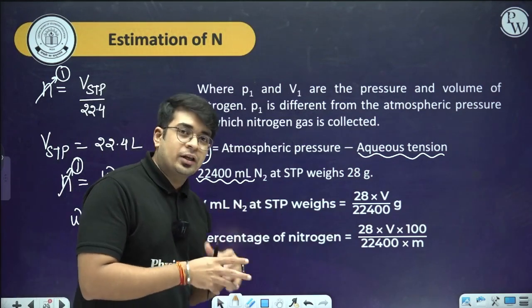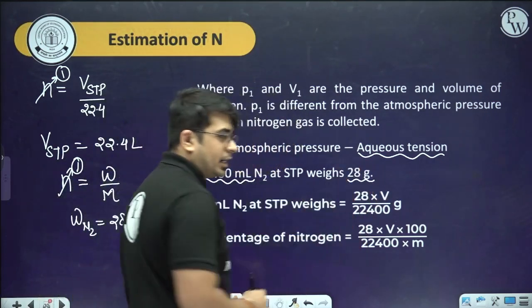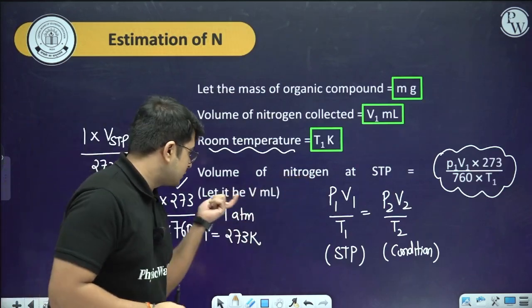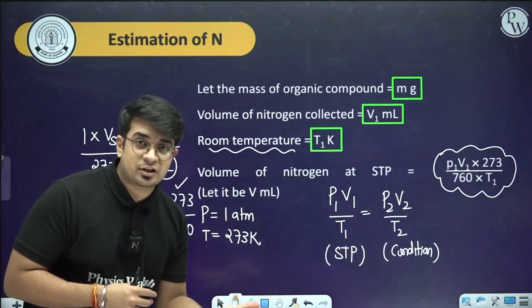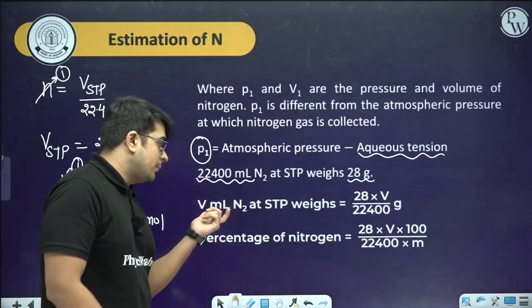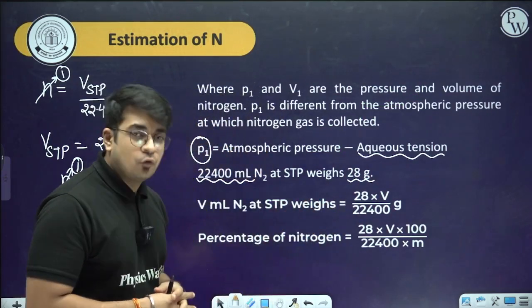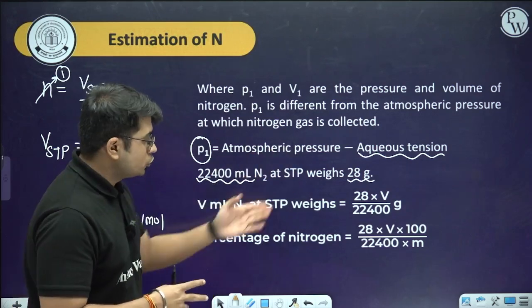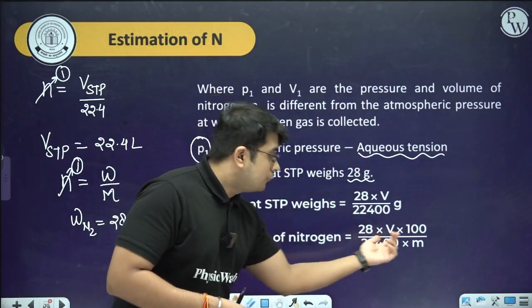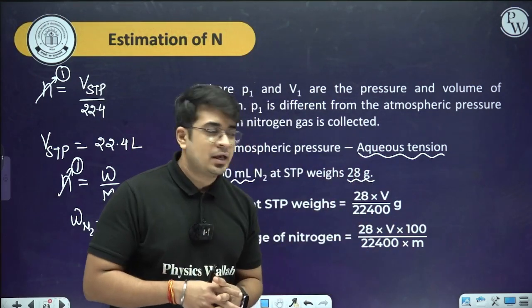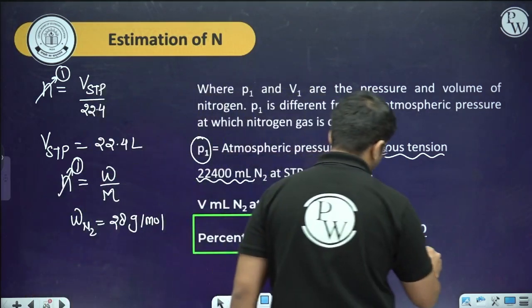So how can we talk about the amount in that case? We know that 22,400 ml weighs 28 gram. So the volume V which we have already calculated contains how many grams of nitrogen you can calculate. V ml of N2 at STP weighs 28 multiplied by V divided by 22,400, in grams. So you have calculated the amount of nitrogen. Divide it by the total amount of organic compound, which is M, because initially we took M, and multiply by 100. You can easily calculate the percentage of nitrogen.